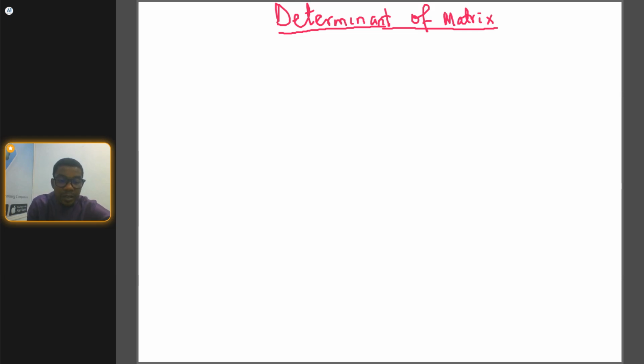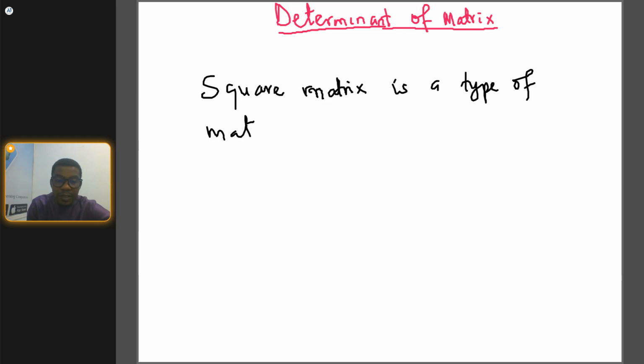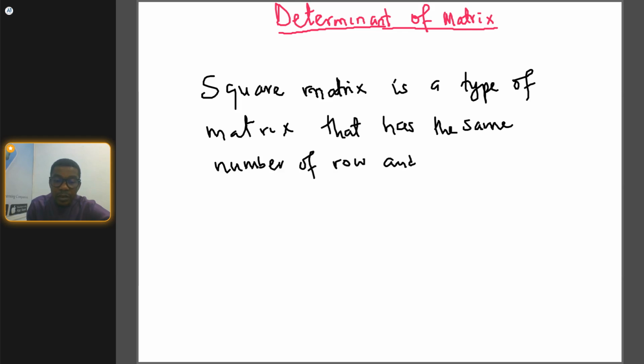What is a square matrix? A square matrix is a type of matrix that has the same number of rows and columns. So a type of matrix that has the same number of rows and columns is said to be a square matrix.